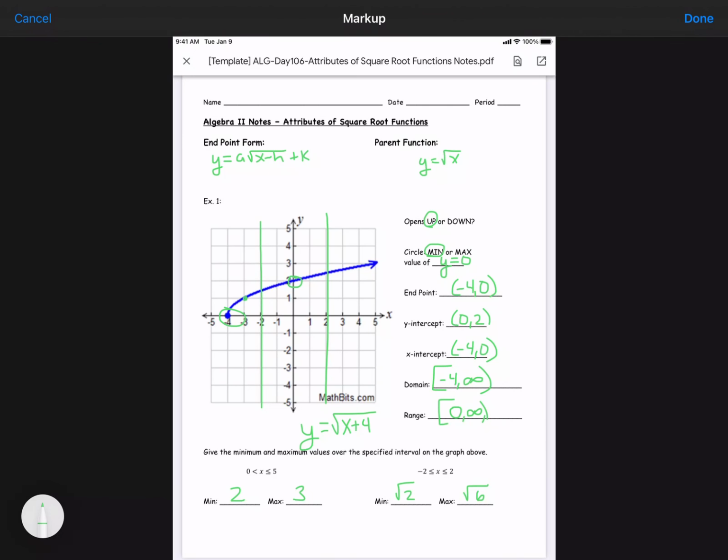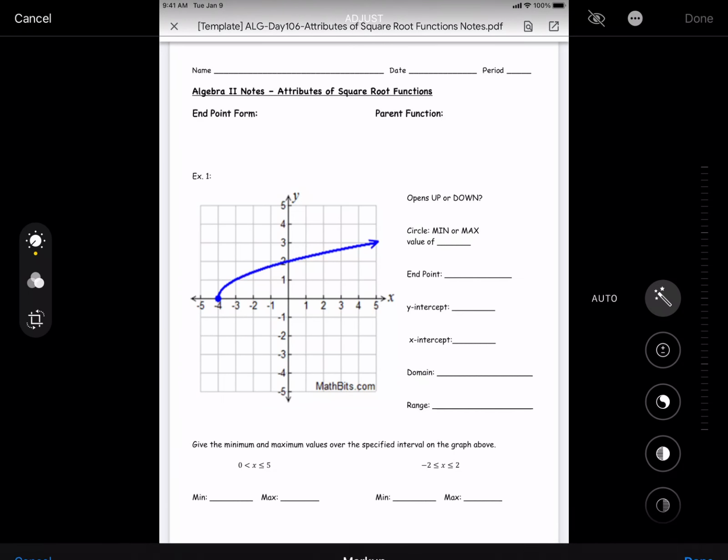Now let's flip it over. We have one more that we're going to go through. So flip over your page.